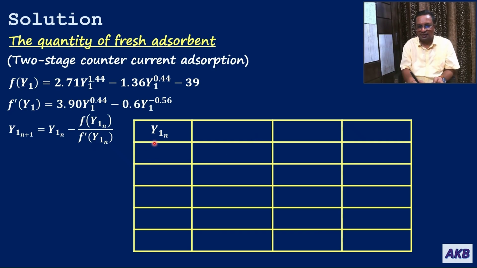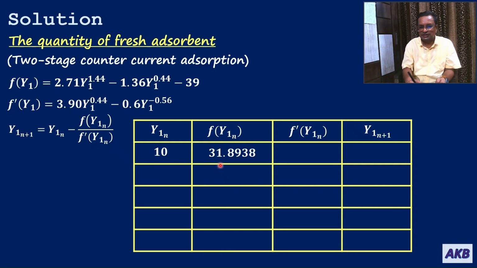You can understand it. So let us say y1 n represents the old values, then f evaluated at y1 n, then you have f dash evaluated at y1 n, and finally you get the new value by using the Newton-Raphson formula. So initially the calculations which I have shown, the old value, the initial guess value, is 10, for that the function is 31.8938, the derivative of the function is 10.5762, and the new value of y1 that we get is 6.98439. You have understood this.